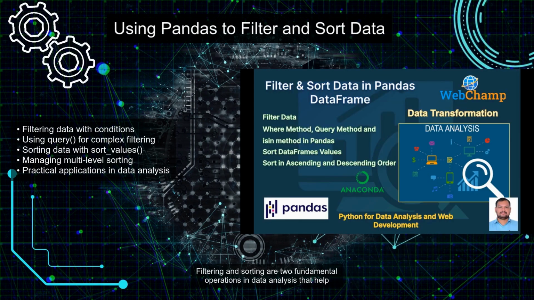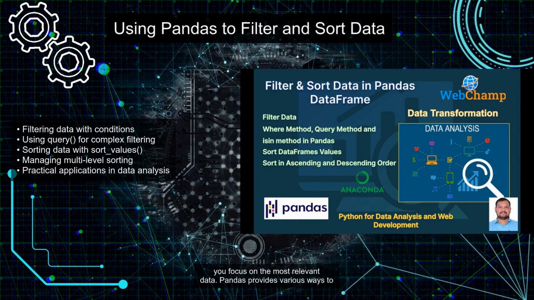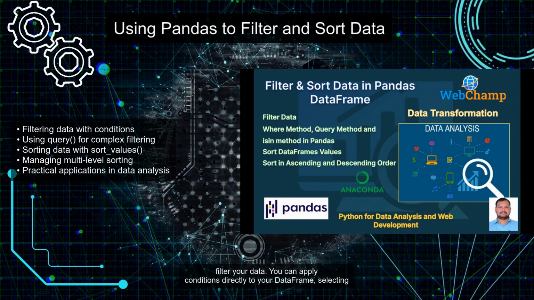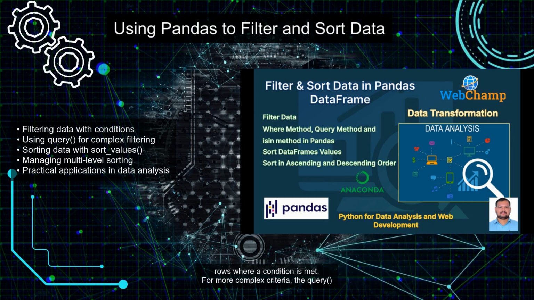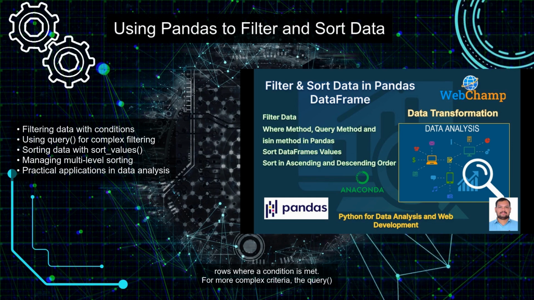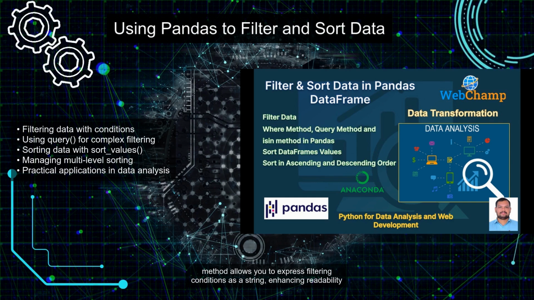Filtering and sorting are two fundamental operations in data analysis that help you focus on the most relevant data. Pandas provides various ways to filter your data. You can apply conditions directly to your data frame, selecting rows where a condition is met. For more complex criteria, the query method allows you to express filtering conditions as a string, enhancing readability and maintainability.